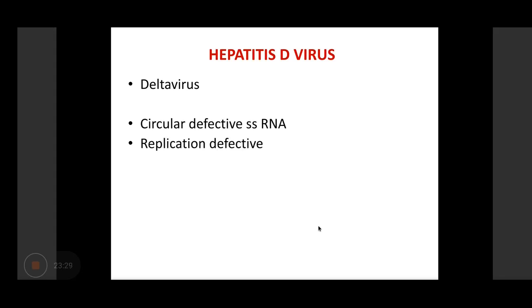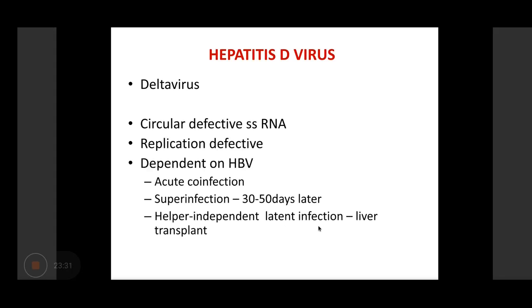Hepatitis D is a defective RNA virus, which is why it cannot cause infection on its own, because it cannot replicate on its own. And as it cannot replicate on its own, it is dependent on hepatitis B virus. Never C, only B. And this then develops as two forms, either as a co-infection, that is when the person, since this is also transmitted similarly through blood-borne infection, gets B and D together.